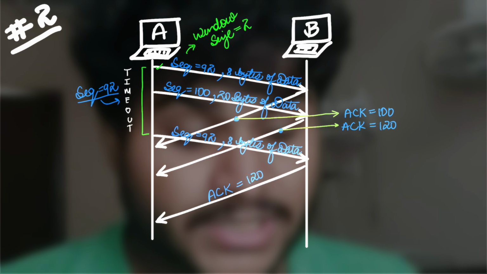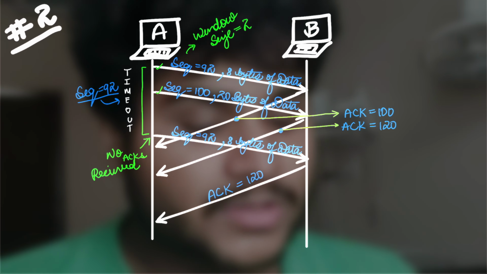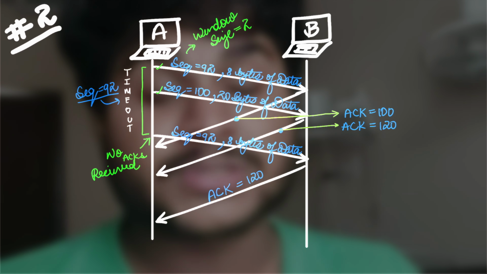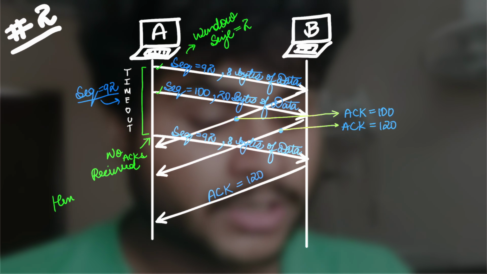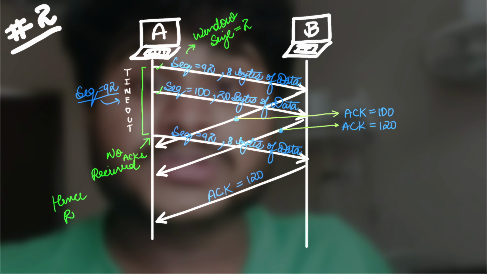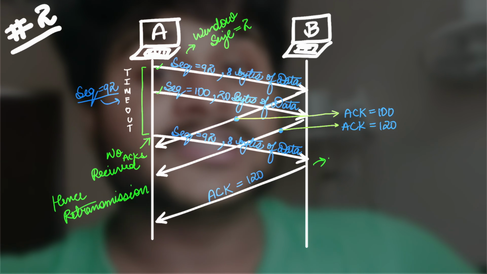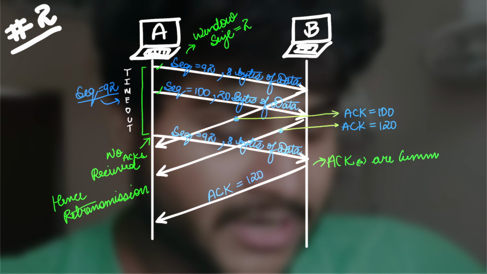Now the acknowledgements were created and they were sent back to A. But because of internet delay and all, they got received after the timeout period occurred for sequence number 92. So as no acknowledgement was received within the timeout period, host A sends the sequence number of 92 and 8 bytes of data again. So it retransmitted the first packet.